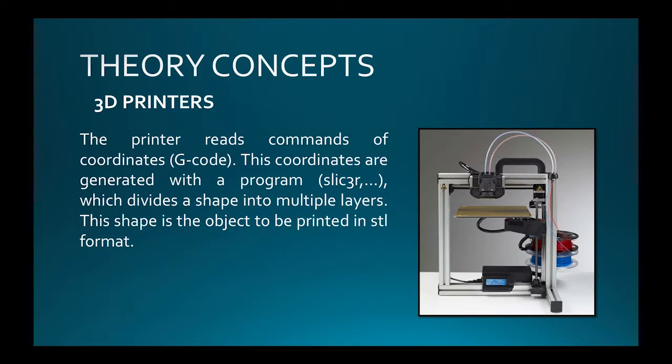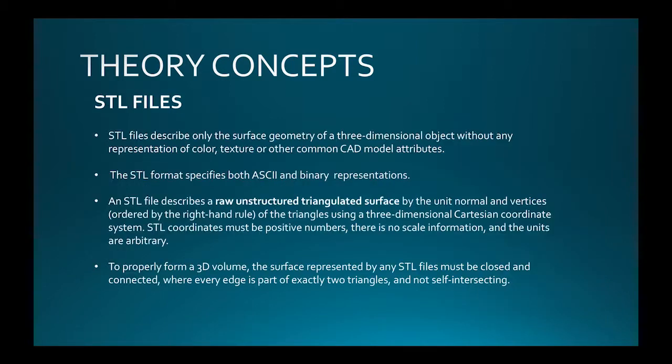First of all, what are 3D printers? What do they do? The printer reads commands of coordinates called G-code, which are generated with a program called Slicer. This program divides a shape into multiple layers. This shape obviously is the object to be printed, in STL format.